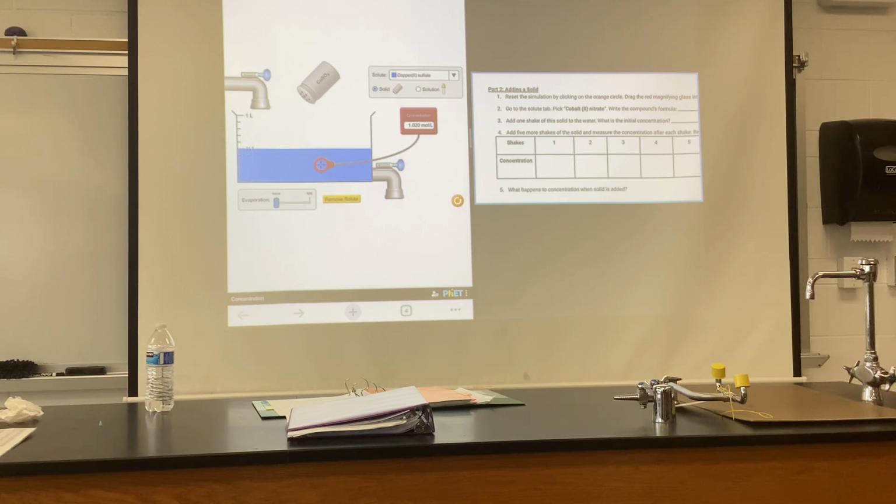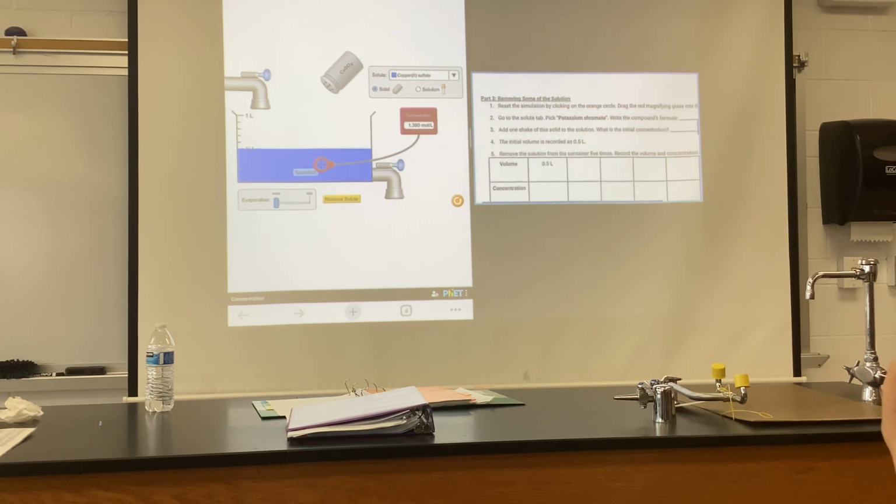Adding solid is that once you have a fixed volume of water, if you continue to add salt to it, the concentration will obviously go up and up. We say that the solution is very concentrated. All right, so that is part 2, and moving on to part 3 now.